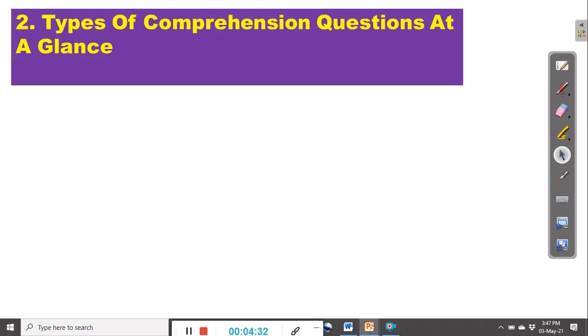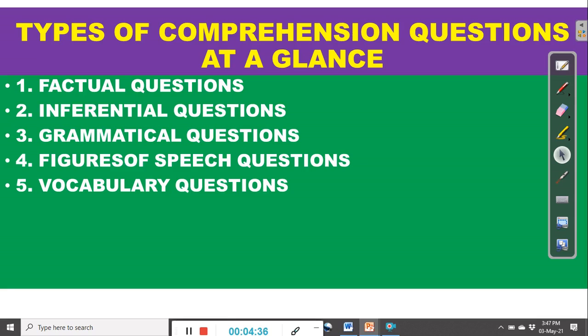Now, types of comprehension questions at a glance. We have different types of comprehension questions. Number one, factual questions. Two, inferential questions. Now, it might interest you to know that another name for factual questions is direct questions. Another name for inferential questions is interpretative or evaluative questions.